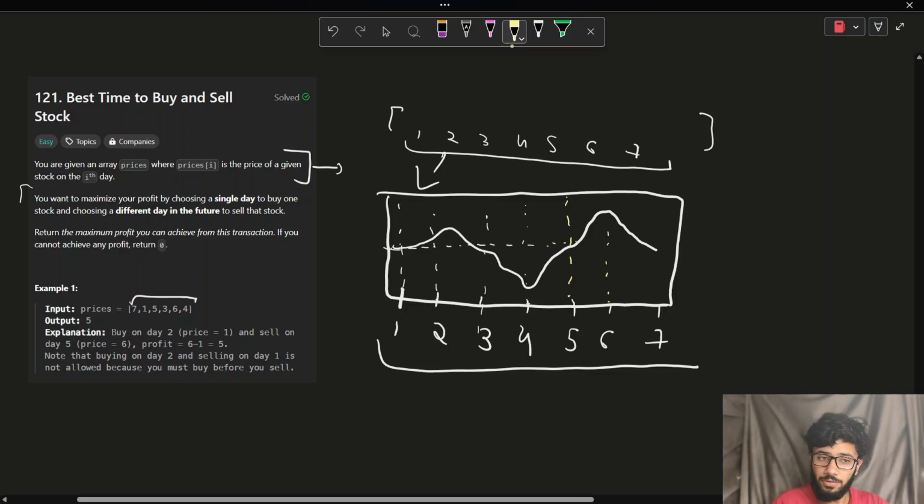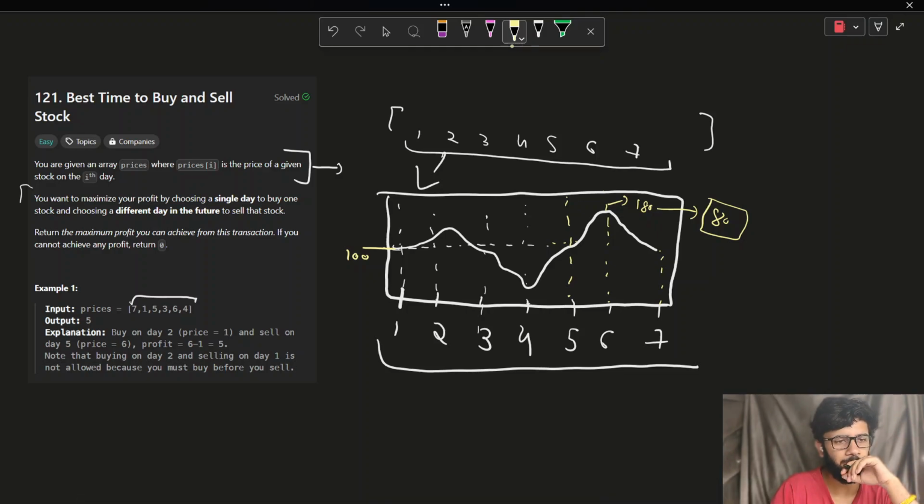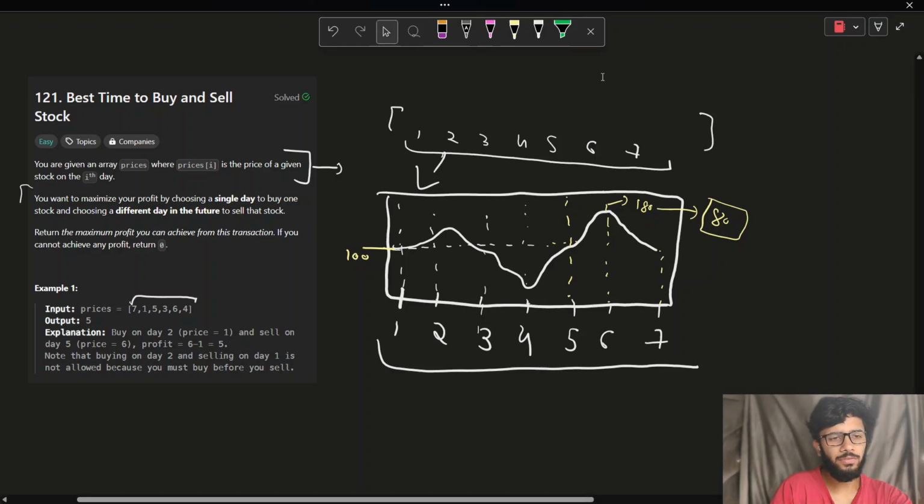On day 6, if you sell it, you will earn a profit because when you bought it, it might have been just 100 rupees, but on day 6 it has gone up to 180. So you will earn a profit of 80 rupees in this case. Now on day 7, if you sell it, you will not earn any profit, no earning, no loss. But it is not like we will be buying the stock on day one only and then selling it.